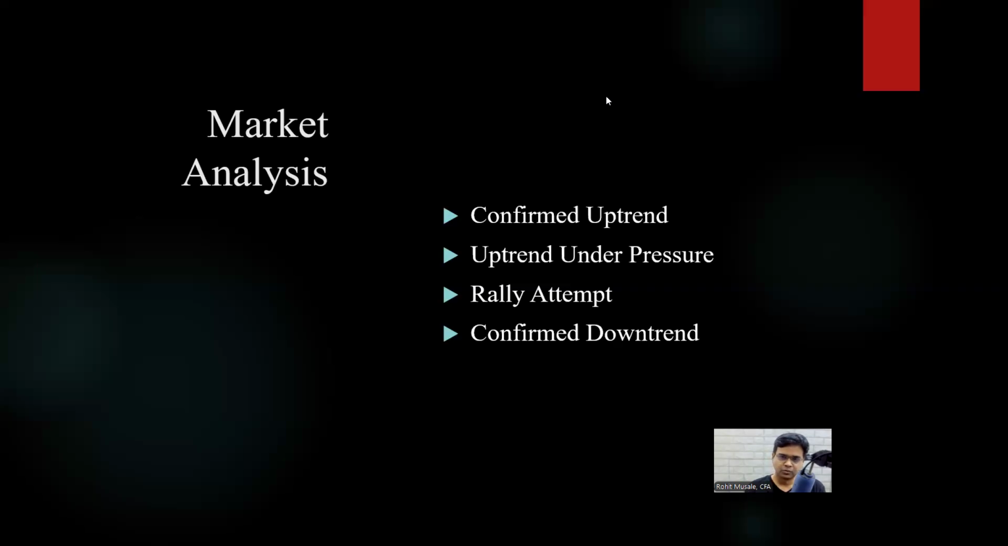Okay. So, broadly, I will tell you what these 4 mean. Confirmed uptrend means the market is going up. Uptrend under pressure means the market is trying to fall from the top. Rally attempt means the market is trying to bottom out and come up. And confirmed downtrend means the market is going down. Okay, it's very simple. Uptrend means going up, downtrend means going down, uptrend under pressure means falling from the top, and rally attempt means rising from the bottom.